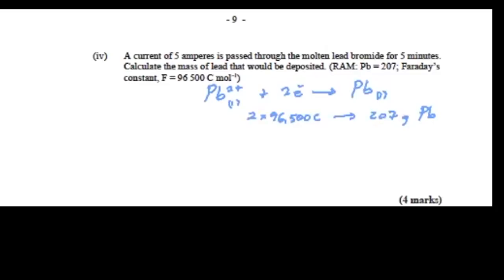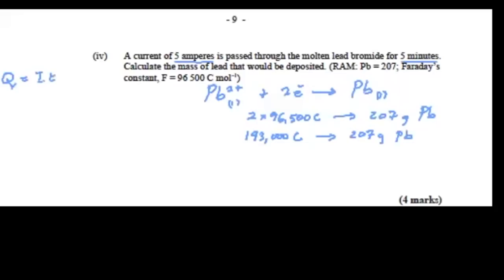So in essence, we're saying 193,000 coulombs, that's 2 times 96,500, is required for the liberation of 207 grams of lead. So we're going to work out the quantity of electricity that we'll get when 5 amperes flow for 5 minutes. And they did not give us the formula, but we know that Q, quantity of electricity, is equal to IT.